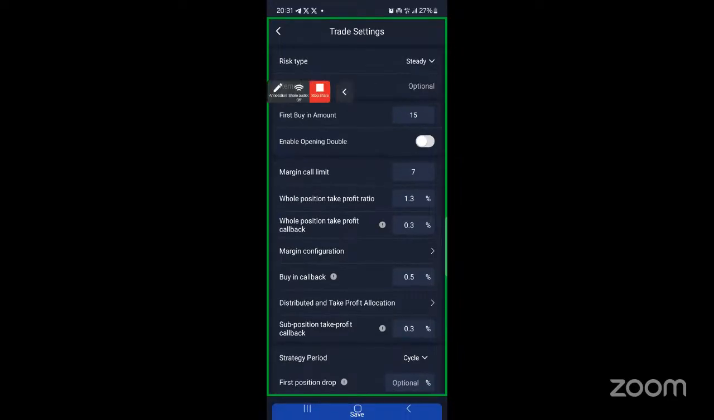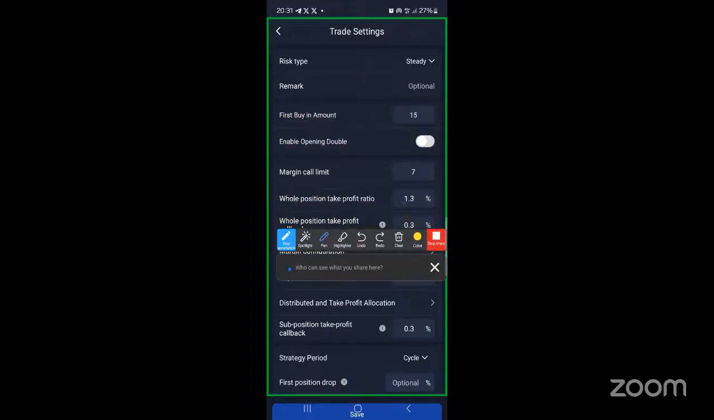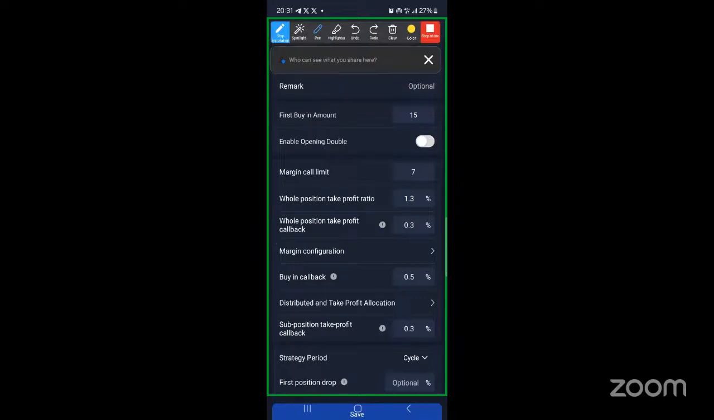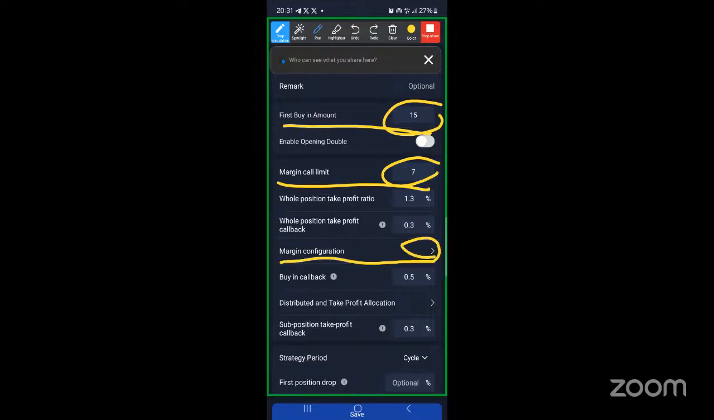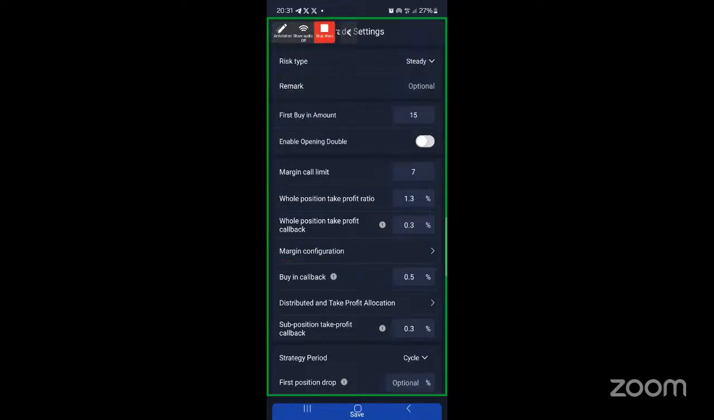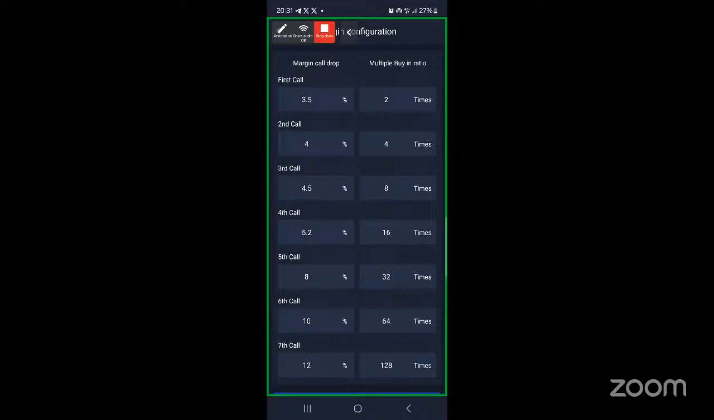Okay? So what is our strategy and what are we going to do? Keep in mind, we need to get this one, first buying amount. And we also need to get the margin configurations. But today I'm going to start you from the margin configurations. Are we together? I'm going to start you from the margin configuration.